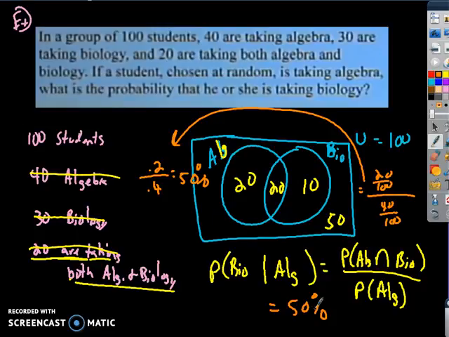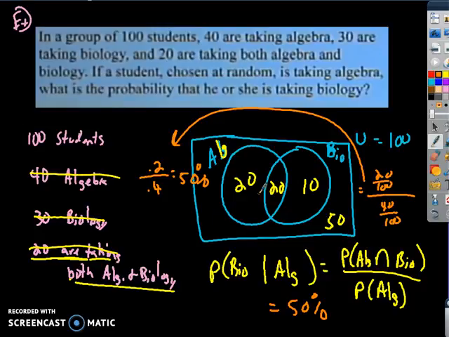Or you could have said 0.5, and that's also right as a decimal instead of a percentage. So the probability of a person taking biology, given that he's taking algebra, is 50%. And that's different from the probability of taking biology, which is 30 out of 100. But given that he's already in the algebra class, it's 50-50, which makes sense. 20 of them here and 20 of them there, so it's equally likely. All right, so that's one example.